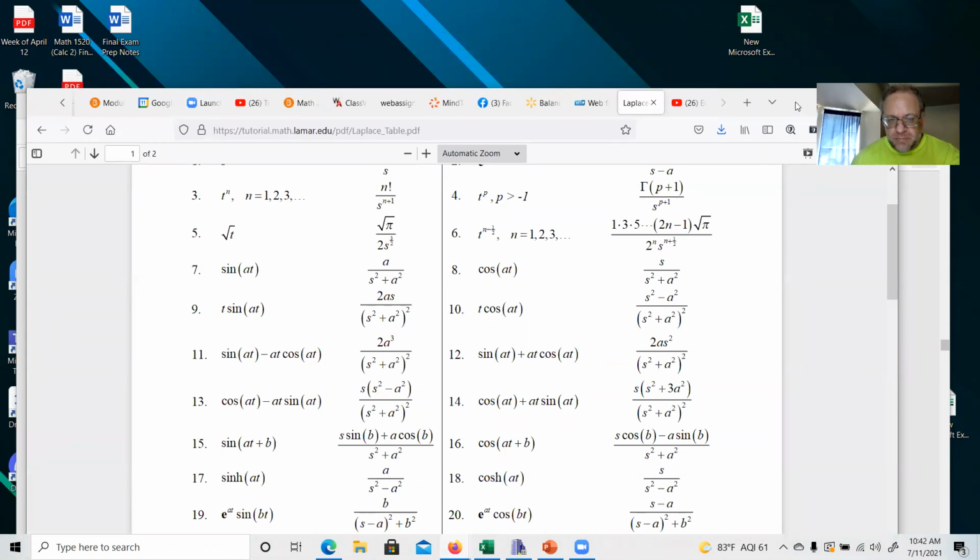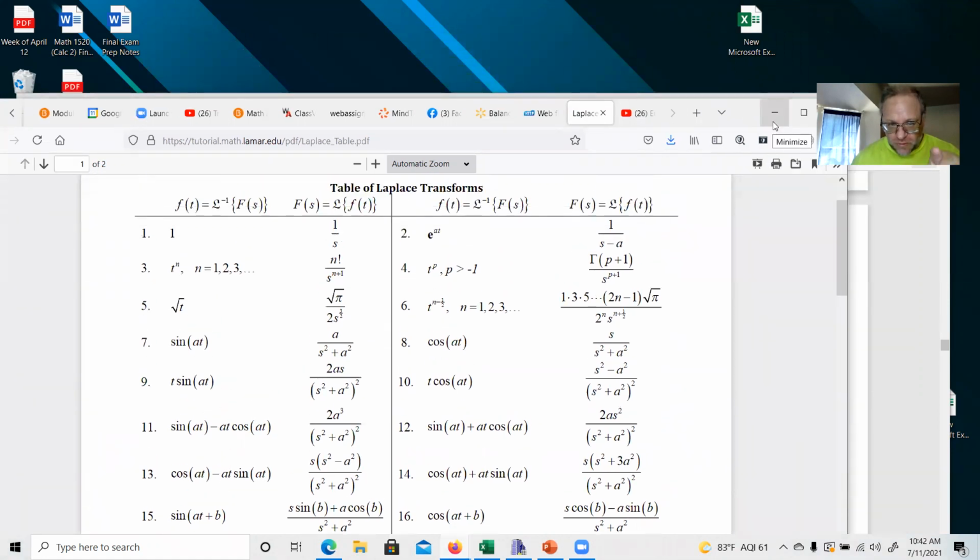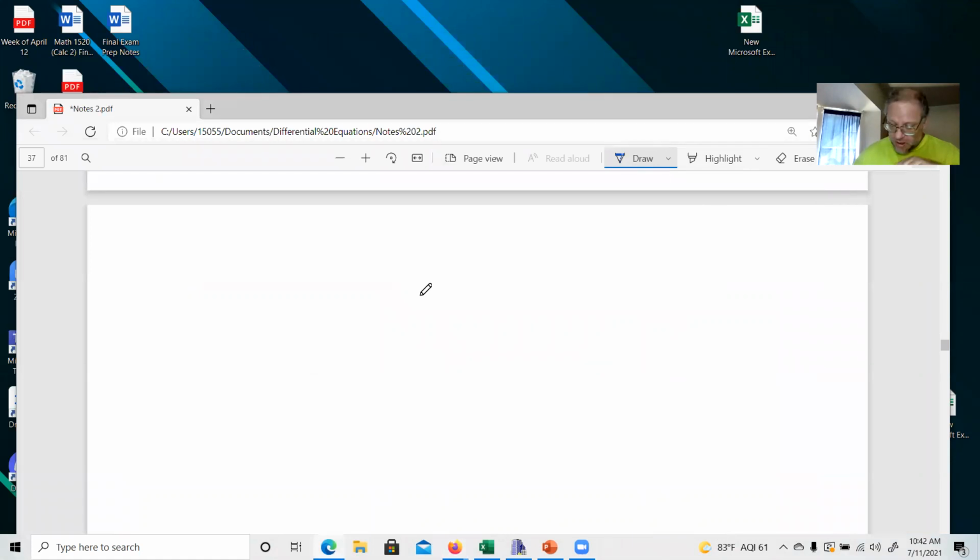All right. And again, this is going to be something that you are going to have access to. So don't stress over, I've got to memorize all of this, because you don't. Okay. Let's not use a Sharpie on my computer table. Let's use the pen it came with.